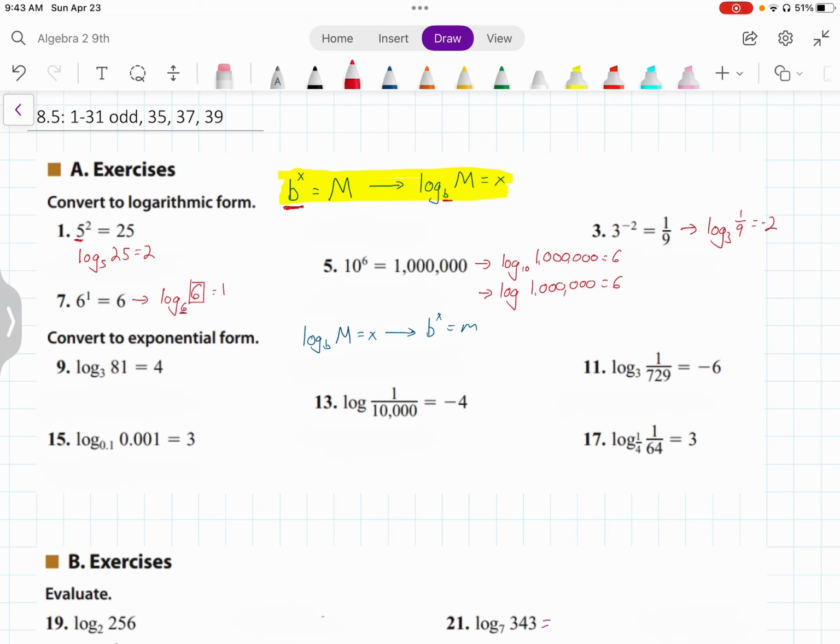Okay, the next one we are just switching from logarithmic form to exponential form. So same concept, just going the other direction. The base of the logarithm is the base of the exponent. So this is 3 to the 4th equals 81.